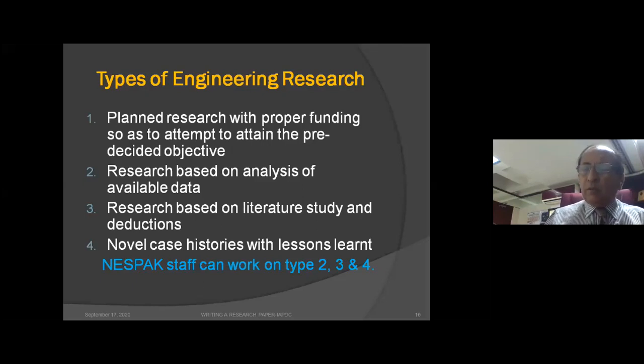So sometimes you might have seen that when we are doing a project, we look for some papers, and some case histories are very useful. They guide us that in similar situations, this was done. So that gives us a direction. You, Nespak people, can easily work on items number 2, 3, and 4, except item number 1. I think there is no difficulty. You have to devote some time.